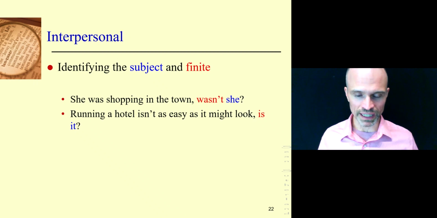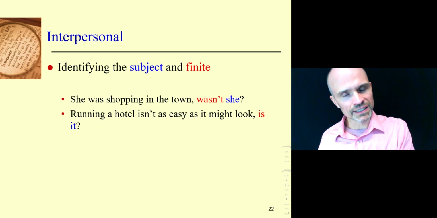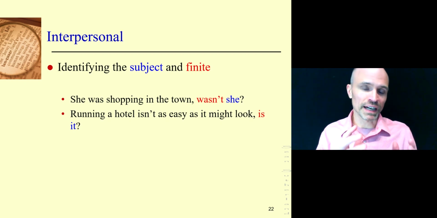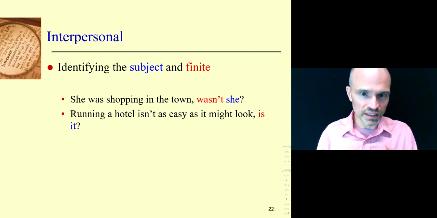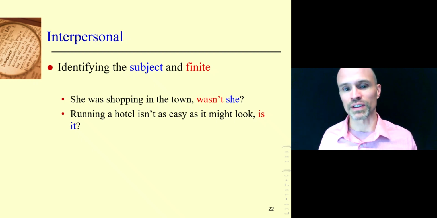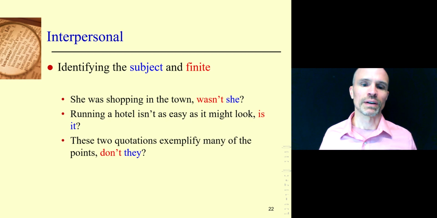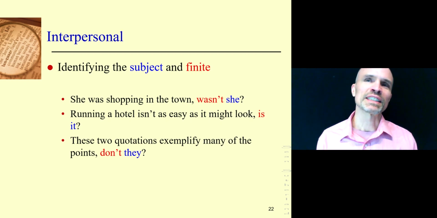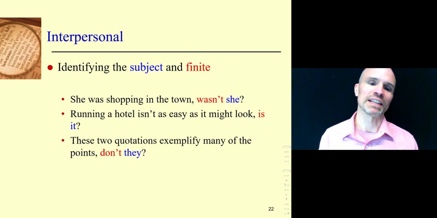So the subject is running a hotel. The finite is isn't, right? You reversed it to is for the tag question, but you want the finite from the original clause, so you want the negative included, right? Remember I said you include the n't, so you include the negative, either the n't or the not. Try it with this one, well, of course I've already put the answer on, right?